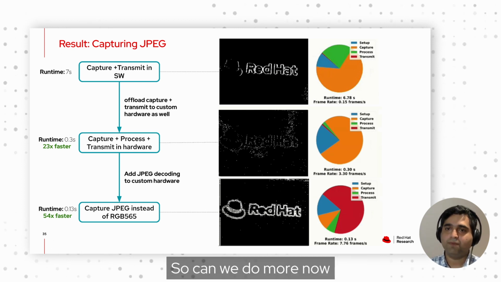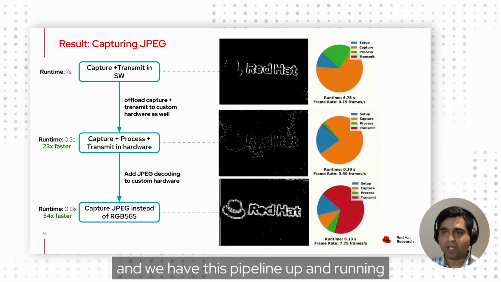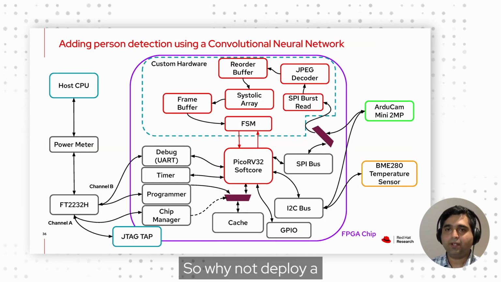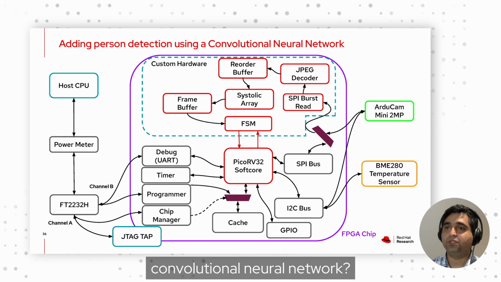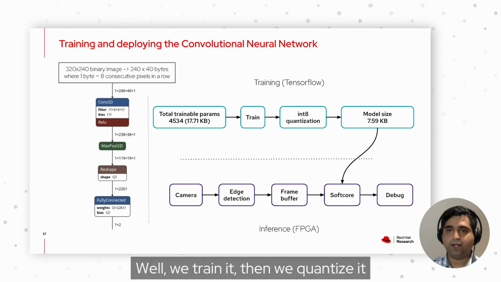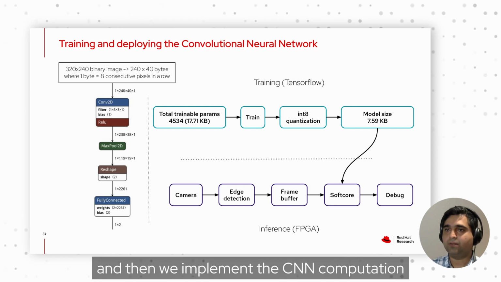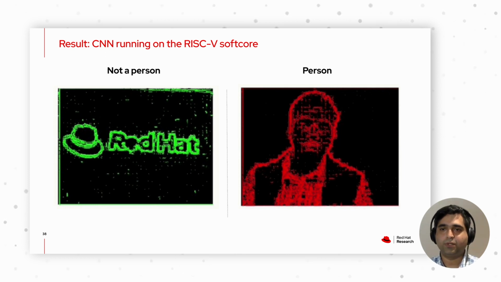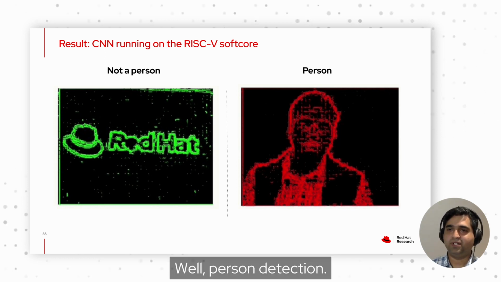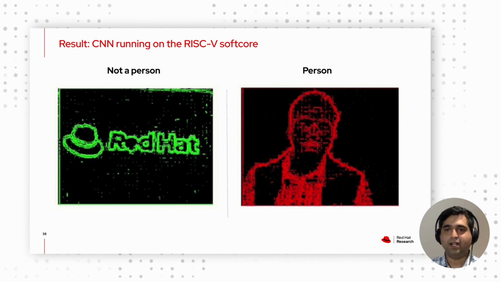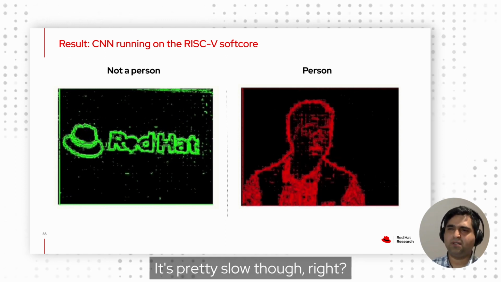So can we do more now that we're on an FPGA and we have this pipeline up and running and we can write softcore code? So why not deploy a convolutional neural network? So how do we do that? Well, we train it, then we quantize it, and then we implement the CNN computation as part of the softcore code. So what do we get? Well, person detection. We can now see if there's a person there or if there's not a person there. It's pretty slow though, right?